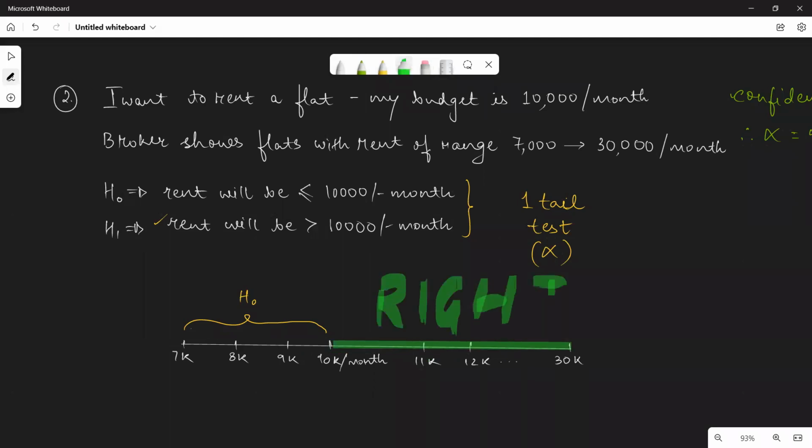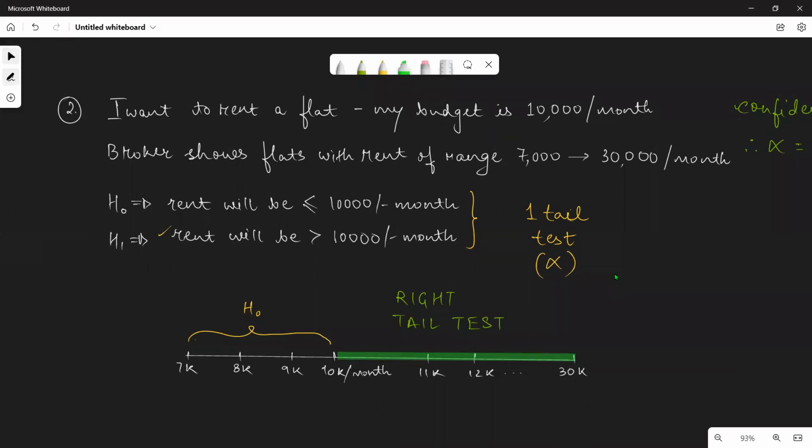Yeah, this is a right tail test. One tail test, fine, but what sort of one tail test? Right tail test. So this is how we make the conclusion. This is a right tail test.